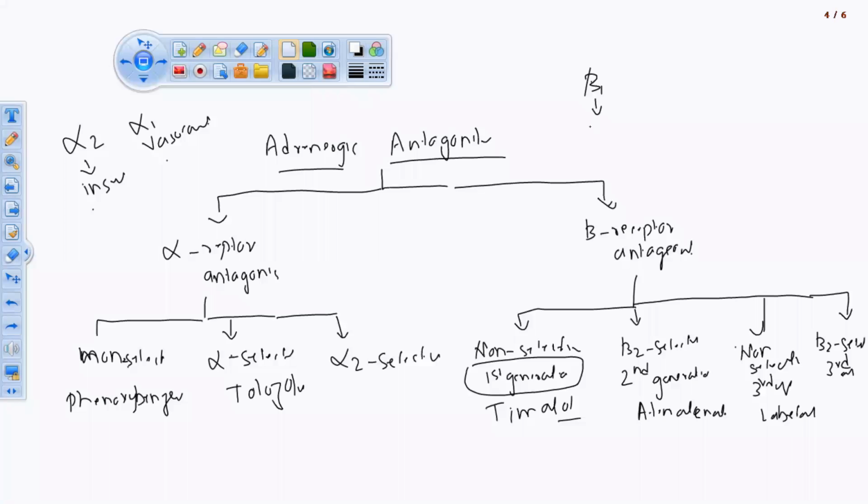The beta 2 receptor takes care of muscles, increased lipolysis. Beta 1 receptor controls the heart muscles, that is tachycardia, increased lipolysis, increased myocardial contraction, and increased release of renin. So this is controlled by beta receptors.